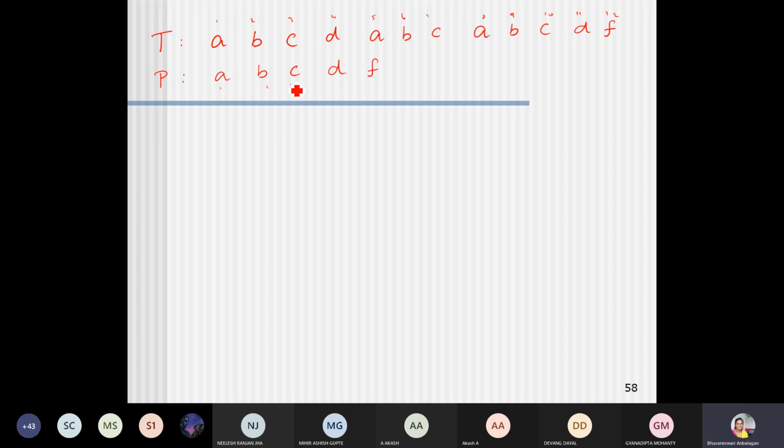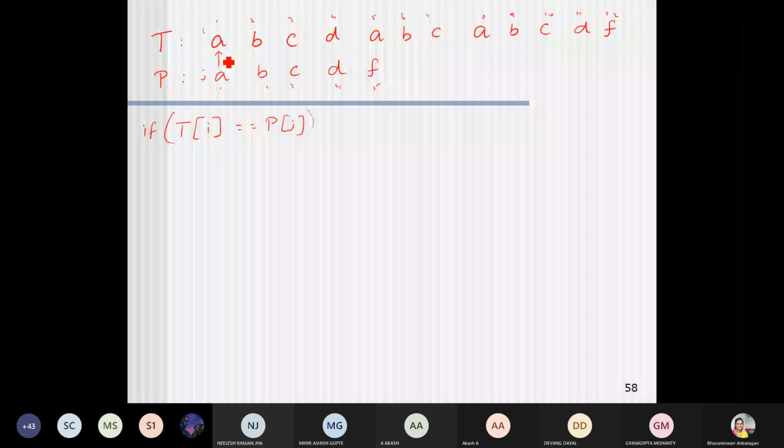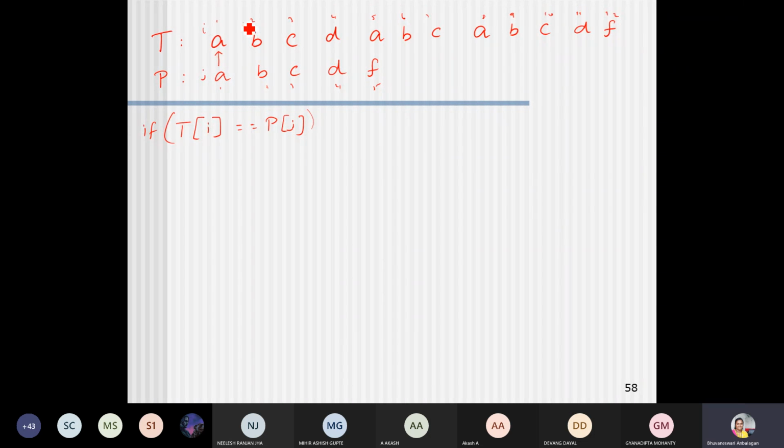Okay, I'll just number it here 1, 2, 3, 4, 5. So what will happen? The same basic algorithm I'm going to give you. If the text I matches with pattern J, the same algorithm is going to work. Now you see here, I is here, J is here. This is getting matched. So I will move here, J will move here. Okay, I and J match.